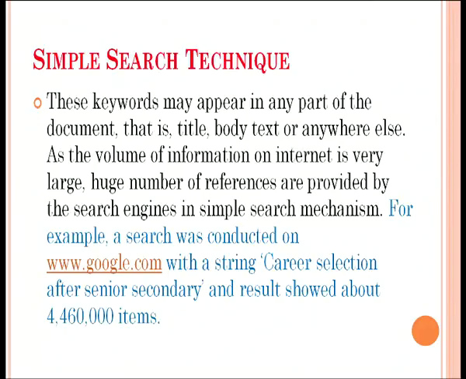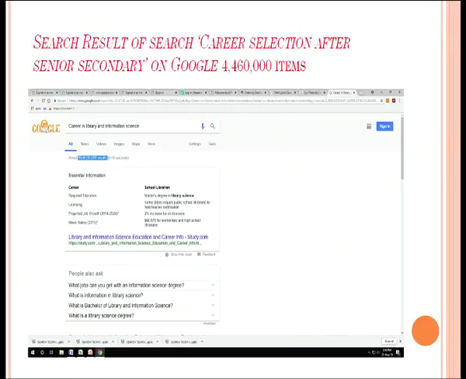For example, we can say a search was conducted on google.com with the search string career selection after senior secondary, and the results shown were 4,460,000 items. This is the screenshot where it's showing that 4,460,000 search results came.